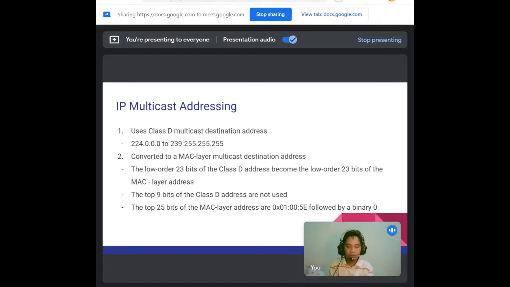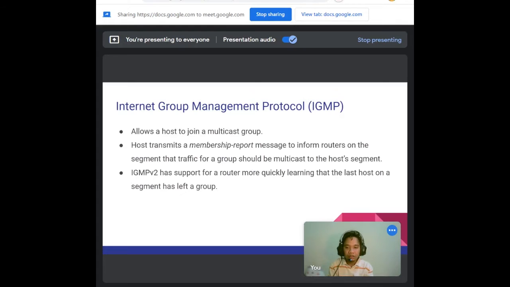The top 25 bits of MAC layer address are 0x01005E followed by a binary 0. Okay, next is Internet Group Management Protocol (IGMP). Allow a host to join a multicast group.